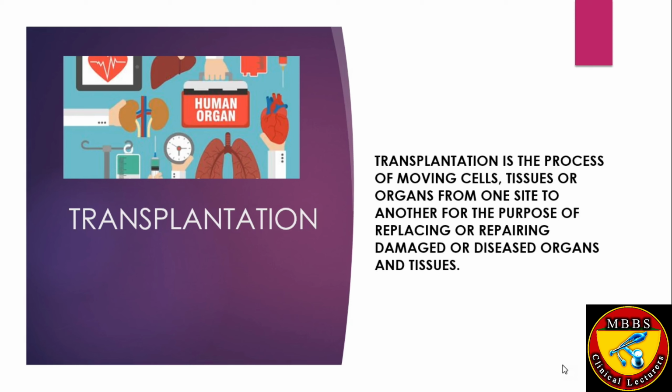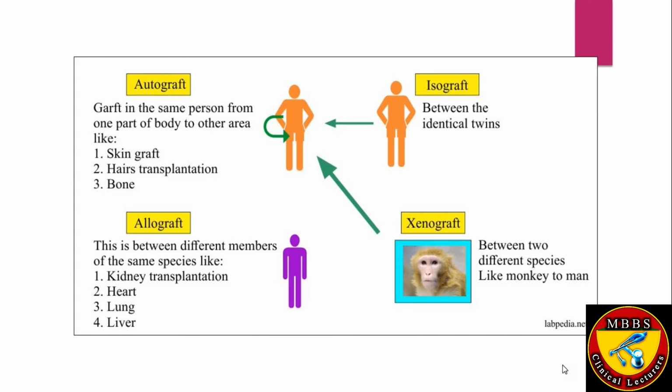Now let's discuss transplantation. What is transplantation? It is the process of moving cells, tissues or organs from one site to another for the purpose of replacing or repairing damaged or diseased organs and tissues. Transplantation is of different types. We have autografts, isografts, allografts and xenografts.